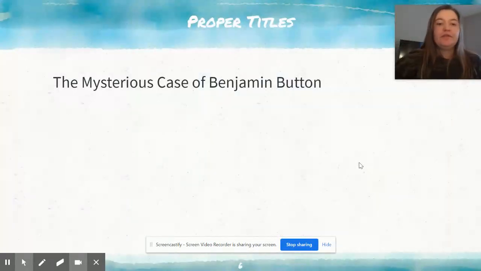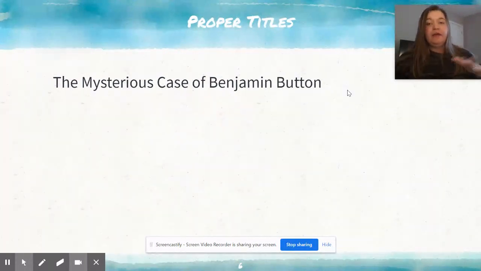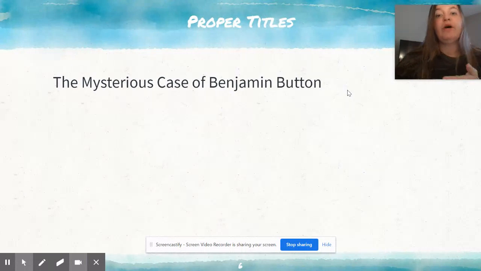So for example, the mysterious case of Benjamin Button. If we break this down, we know the first rule is you always have the first and the last word capitalized. So The and Button are always going to be capitalized no matter what. And then after that, you work through the phrase to decide what letters and words should have a capital letter. So, the mysterious case.